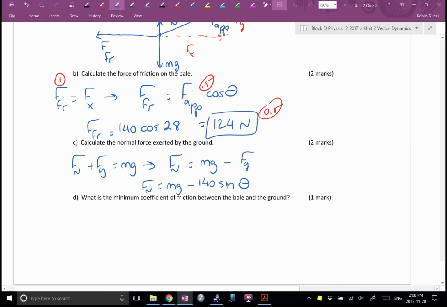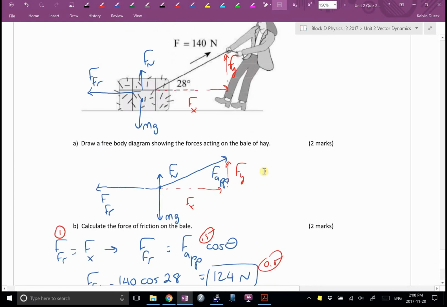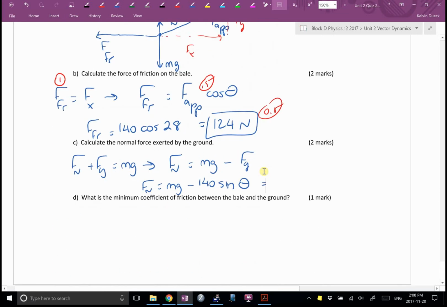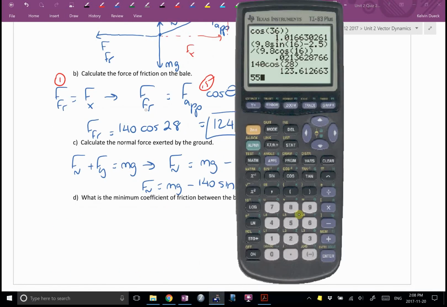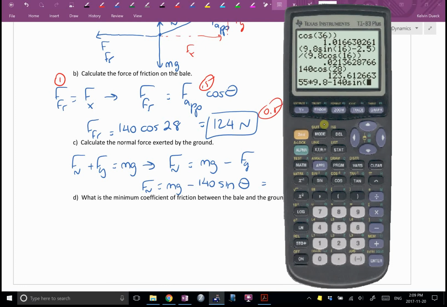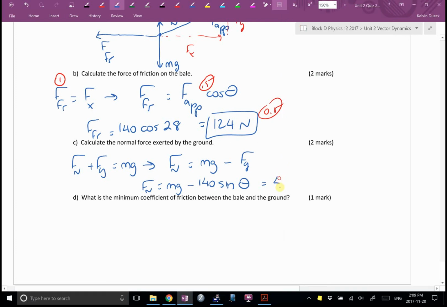It means the normal force is going to be mg minus 140 sine theta, the applied force sine theta, which is going to end up being, what was m? Did they tell me? 55 times 9.8 minus 140 sine, what was theta? 28. You get 473.273. I'll write 473. That gets you 2 marks.